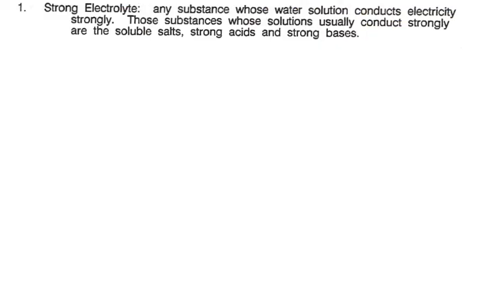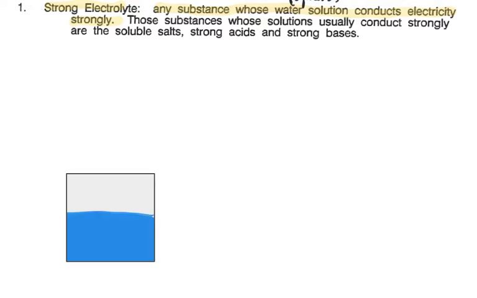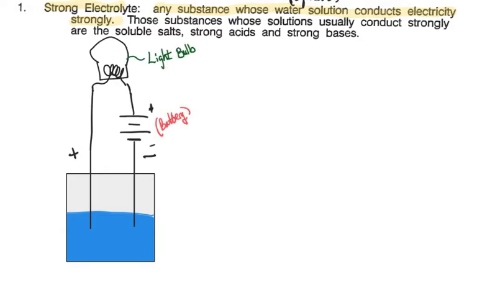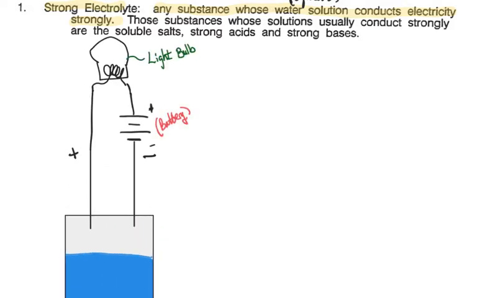We'll start with the definition of a strong electrolyte as any substance whose water or aqueous solution conducts electricity strongly. How do we know if something's conducting electricity strongly? The way that we do that is we're actually going to take a container filled with the substance dissolved in water. Into that solution, we're going to dip two electrodes. One will be the positive, one will be the negative, and what we're going to do is hook that up to a battery and a light bulb. So without dipping it, it'll be dark because there's no connection.